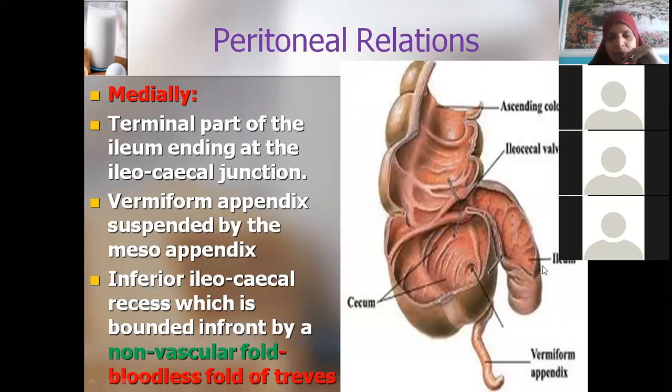So medially, actually we have the terminal part of the ileum. It is now opening into the cecum. Okay, and the name of this valve is the ileocecal valve. The name of the junction is the ileocecal junction. Valve means which is opening and closing.